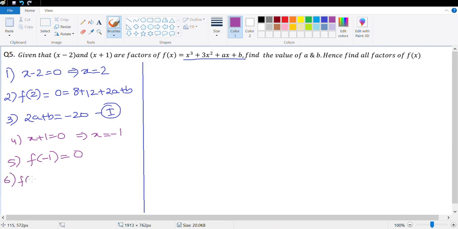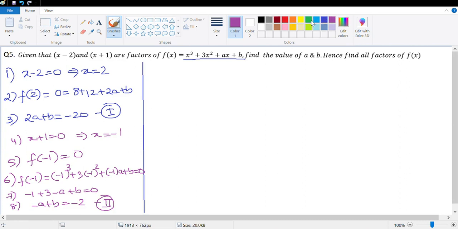Let's figure out the value of the expression when x is equal to negative 1. What we get is (-1) cubed plus 3 times (-1) squared plus (-1)a plus b, and this is equal to 0. So this is negative 1, this is plus 3 minus a plus b is equal to 0, which gives us negative a plus b is equal to negative 1 plus 3, that's 2. When I take it on the other side, that becomes negative 2.